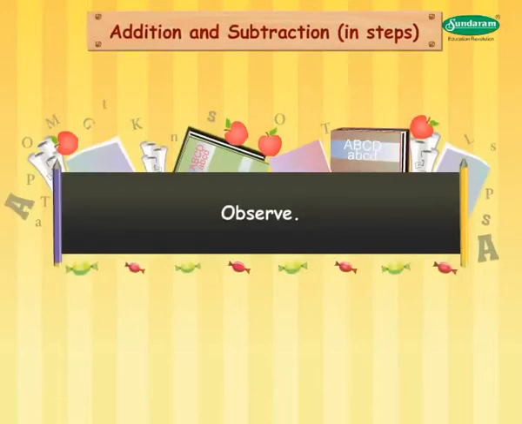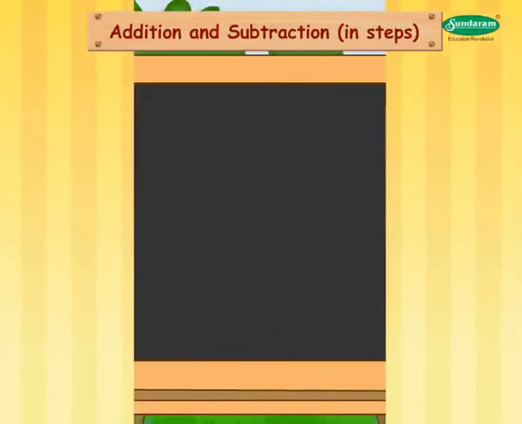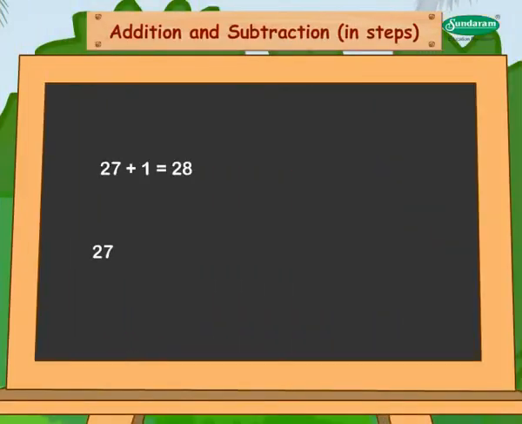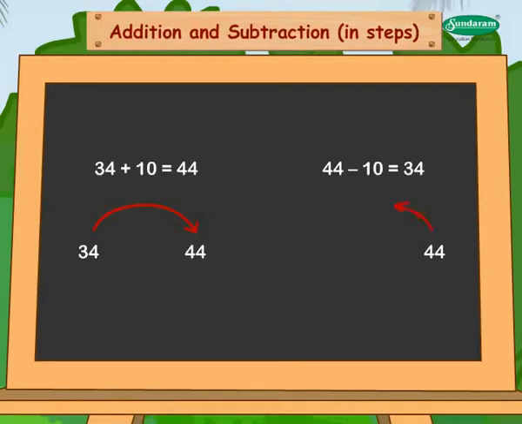Addition and subtraction in steps. Observe. 27 plus 1 equals 28. 28 minus 1 equals 27. 34 plus 10 equals 44. 44 minus 10 equals 34.